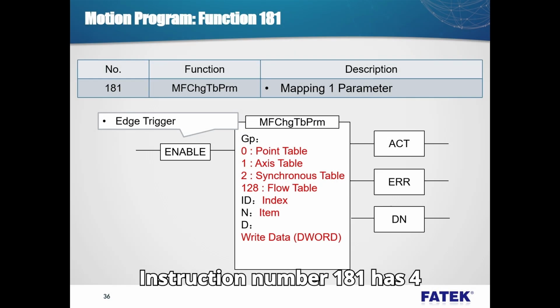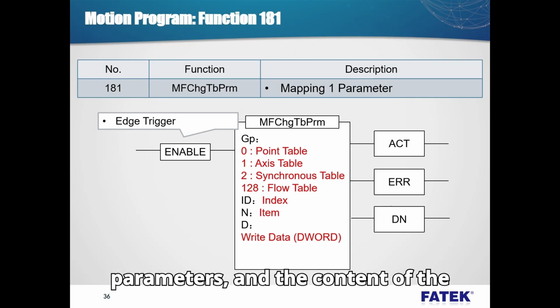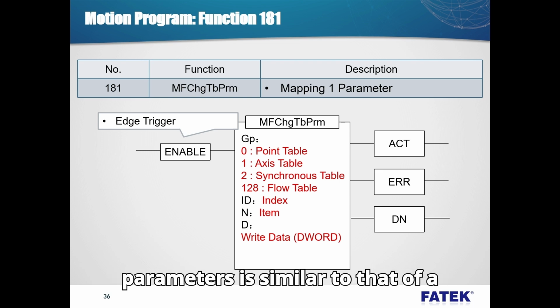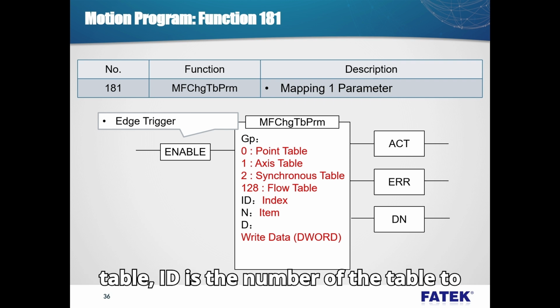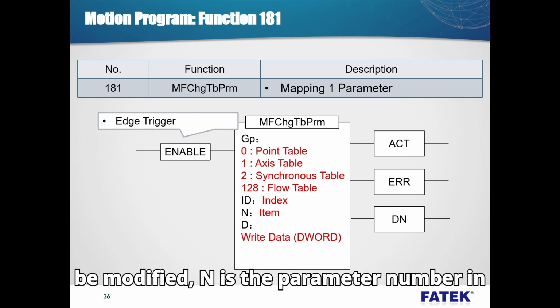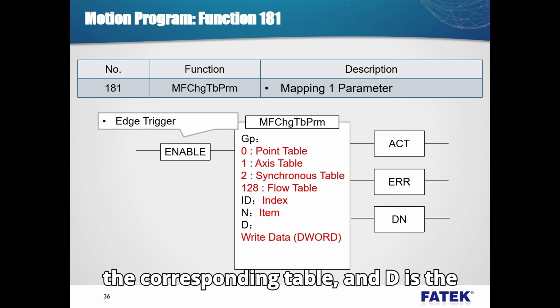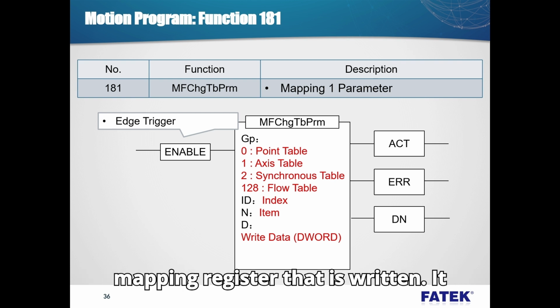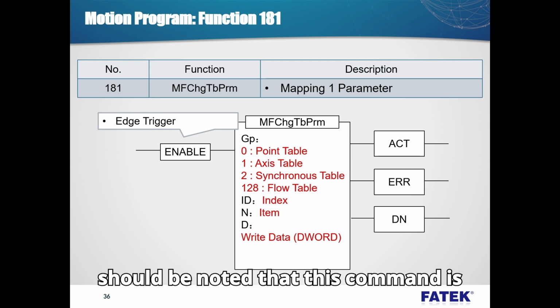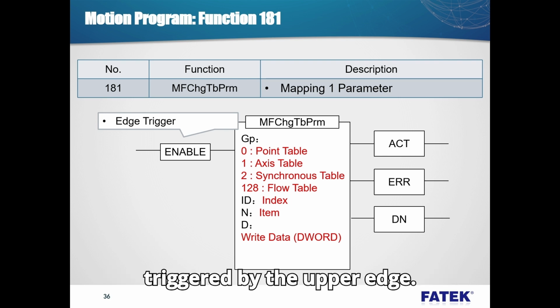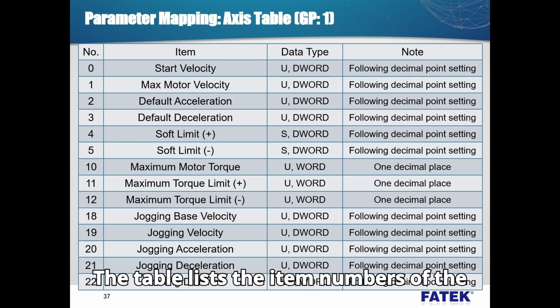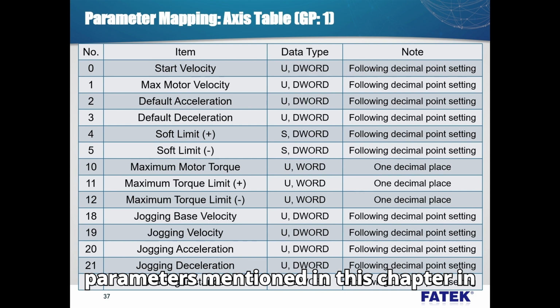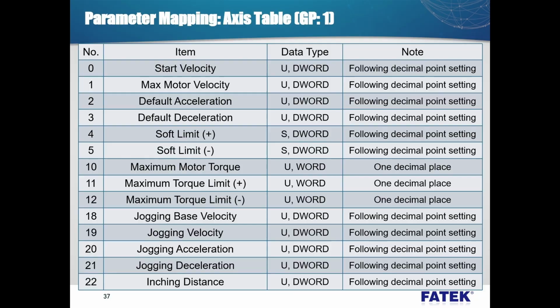Instruction number 181 has 4 parameters, and the content of the parameters is similar to that of a mapping table. GP is the type of selected table, ID is the number of the table to be modified, N is the parameter number in the corresponding table, and D is the mapping register that is written. It should be noted that this command is triggered by the upper edge. The table lists the item numbers of the parameters mentioned in this chapter in the mapping table.